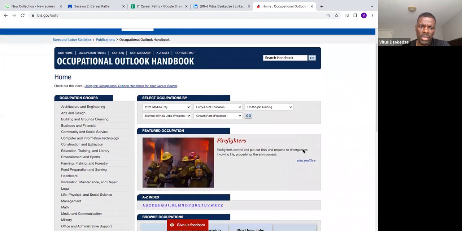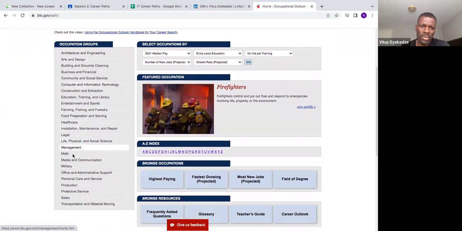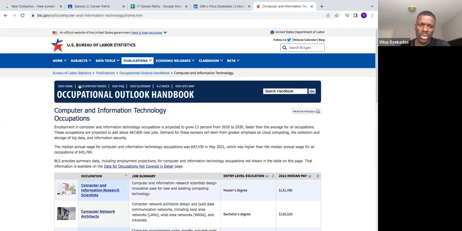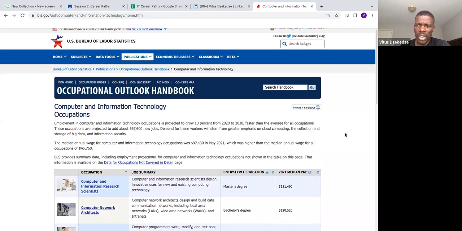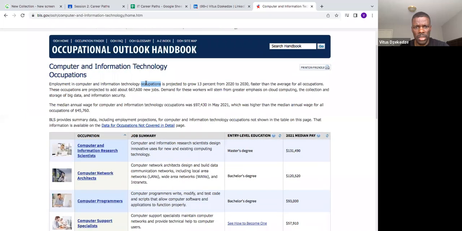So from here, you can see the different occupational groups. The one we're focusing on is computer and information technology. There are lots of other different types of groups. There's sales, there's production, there's personal care, there's also healthcare and legal and so on and so forth. But again, our focus is computer and information technology. So from here, you can see it tells you that occupations, I should make this bigger a little bit.